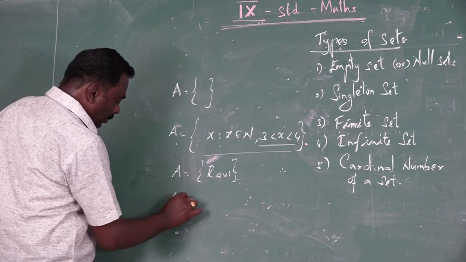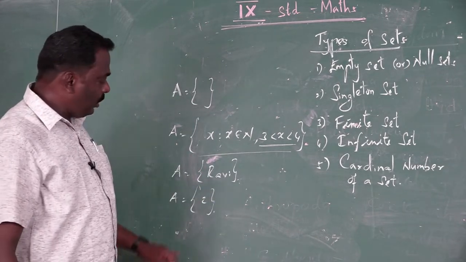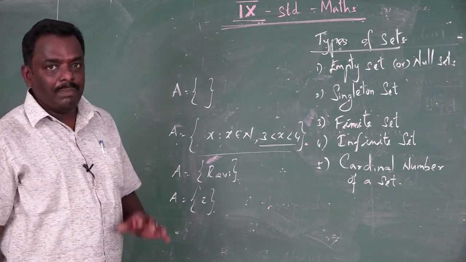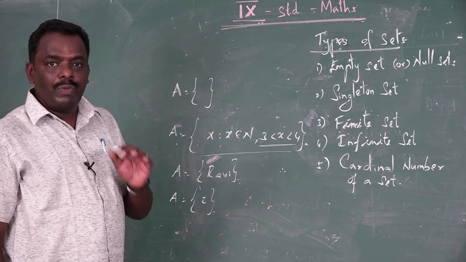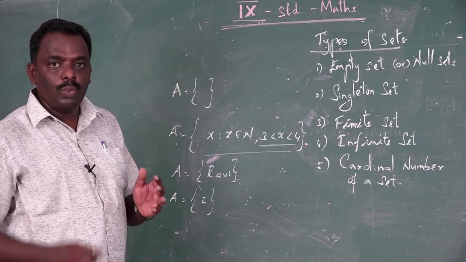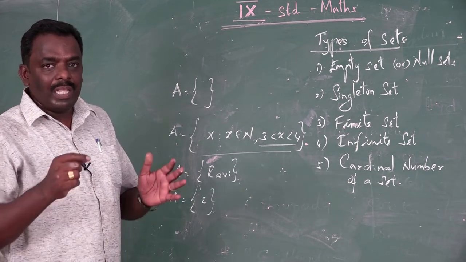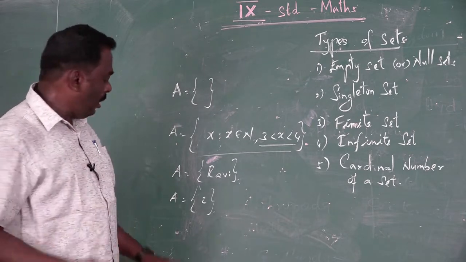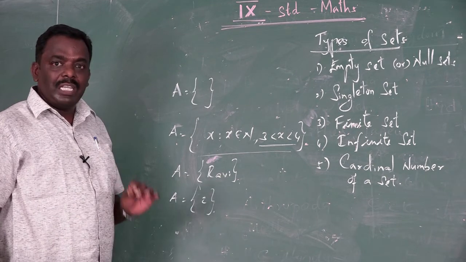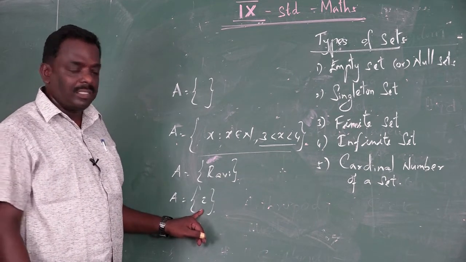Another example is a set containing 2, which is the even prime number. The set of all even prime numbers. We know the prime numbers 2, 3, 5, 7, etc. Among the prime numbers, only one number is even prime, that is 2. So the set of all even prime numbers is the best example for a singleton set.